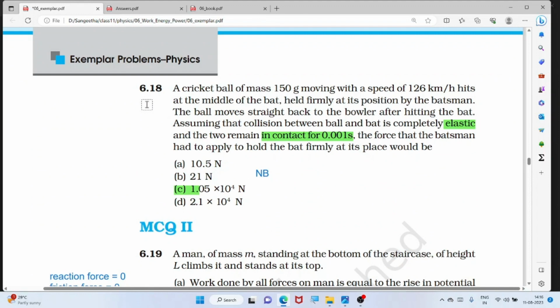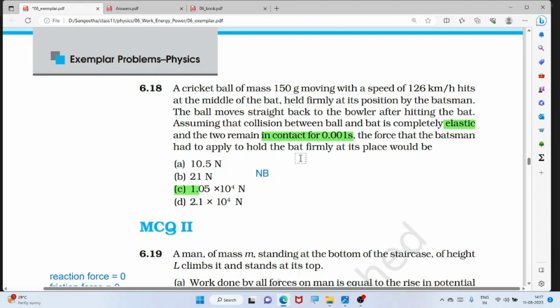A cricket ball of mass m moving with this speed hits the bat, the middle of the bat held by the batsman. The ball moves straight back to the bowler, so it will move back with the same speed but negative velocity after hitting the bat. Assuming the collision between the ball and the bat is completely elastic, and it remained in contact for this many seconds, it will be inelastic because of the contact. But generally, the collision is elastic.